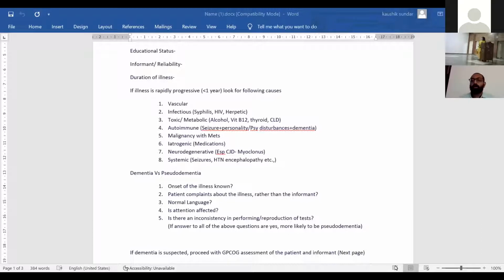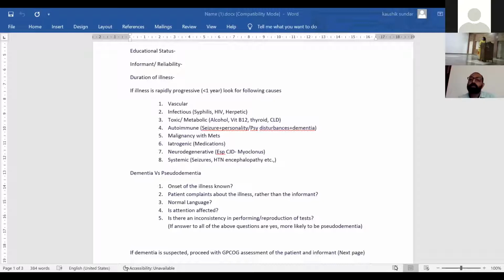So this is what I would probably look at as a process. The first thing that I would like to ask in this guy is, are we dealing with a demented patient or a pseudo dementia patient? And if you are telling me this is dementia, then probably these are not there. Like, we do not know the onset of illness. The patient's relatives are complaining more about the illness than him. He doesn't have a normal language. You started with slurring of speech. His attention is not there. He is not attentive enough for your test, for whatever you have done.